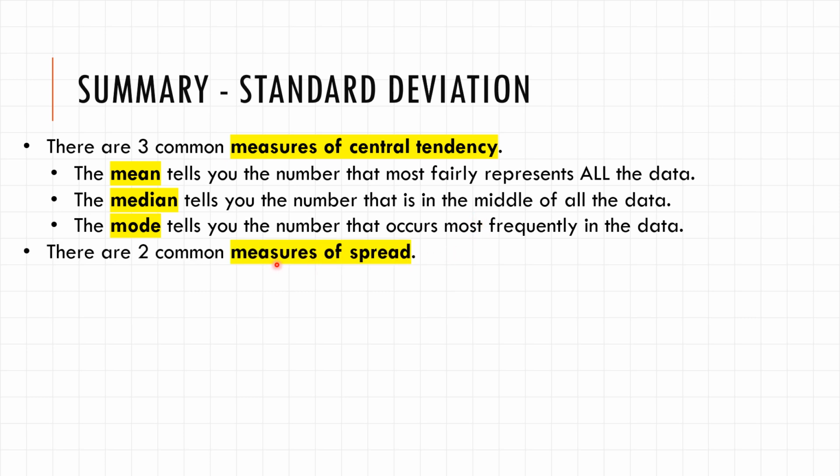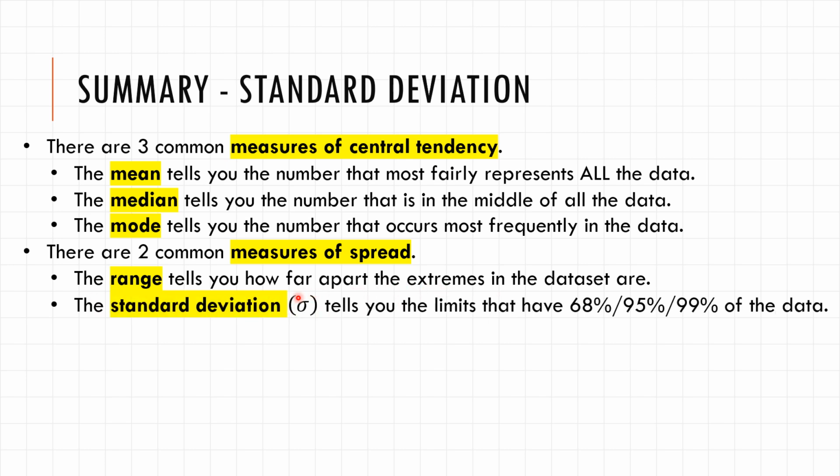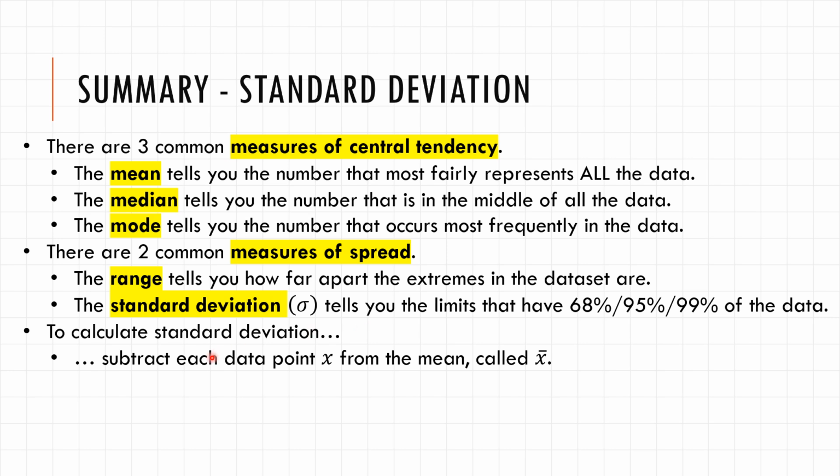We also learned there are two different ways we measure spread. There's the range that tells you how far apart the extremes in the data set are, and the standard deviation, which we use the Greek letter sigma to denote. That tells you the limits that have 68% of the data in it, 95% of the data, and 99% of the data. To calculate standard deviation, we subtract every data point, which we call x, from the mean, which we call x bar.